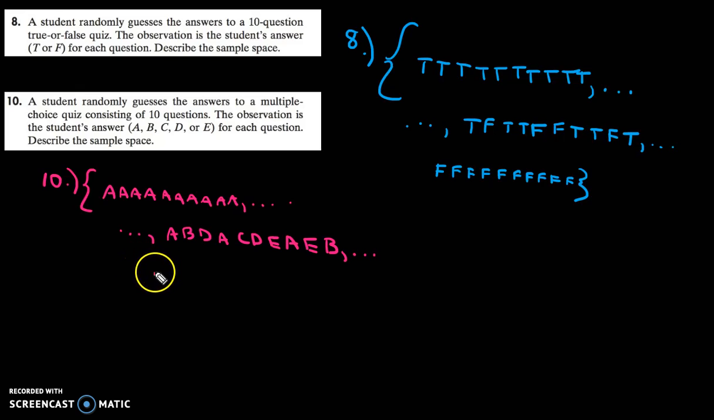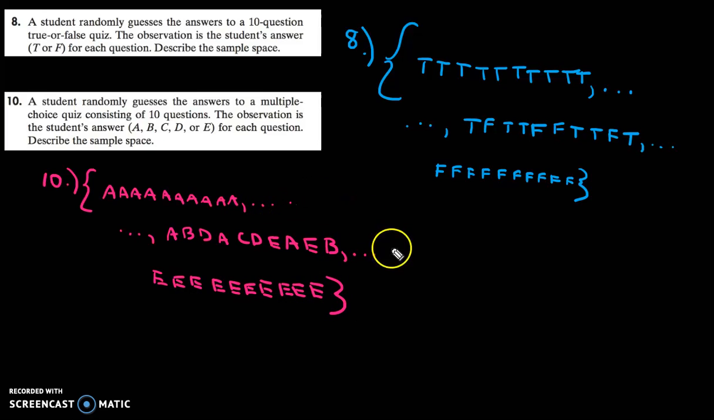And at the very end, I guess you could go all the way down, if you're trying to go in some kind of order, to one where you just have, you guessed E on every single question. 1, 2, 3, 4, 5, 6, 7, 8, 9, 10.